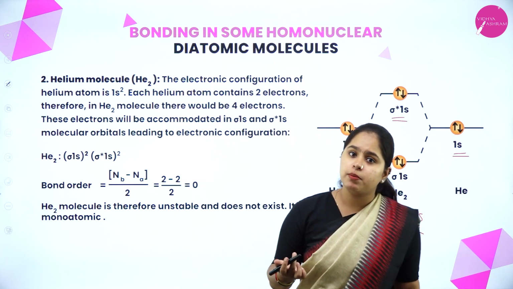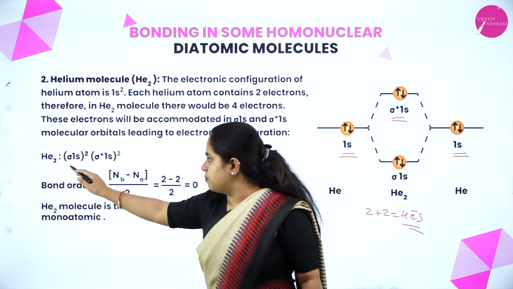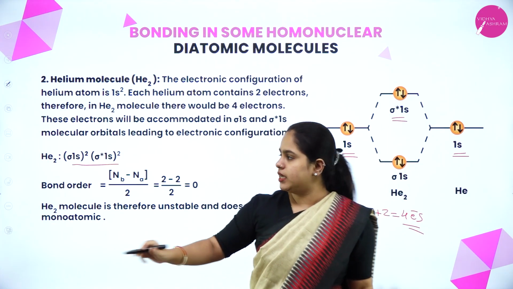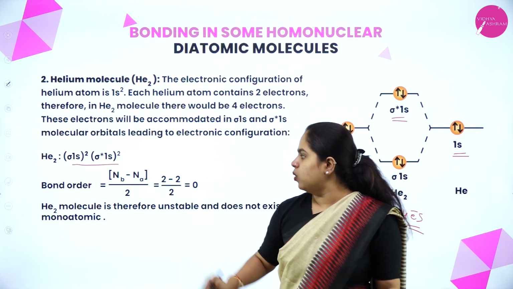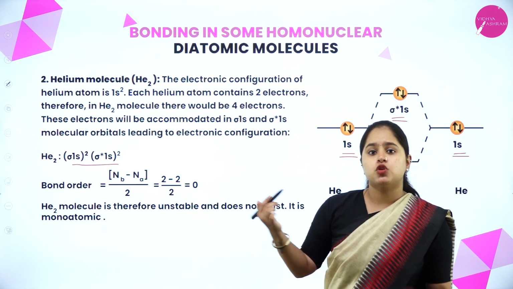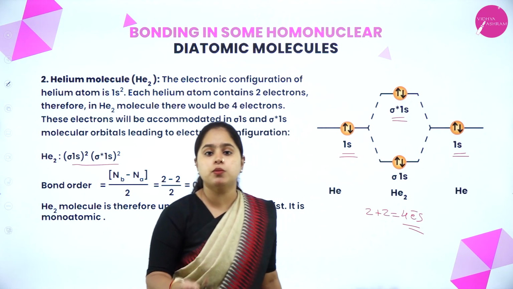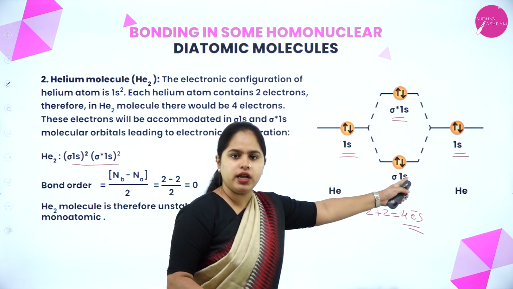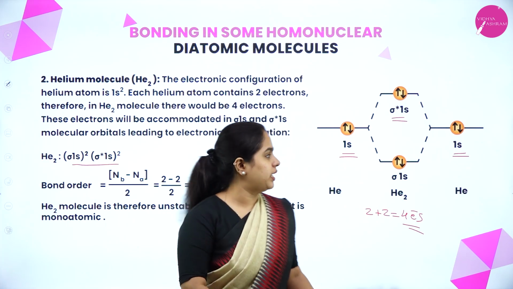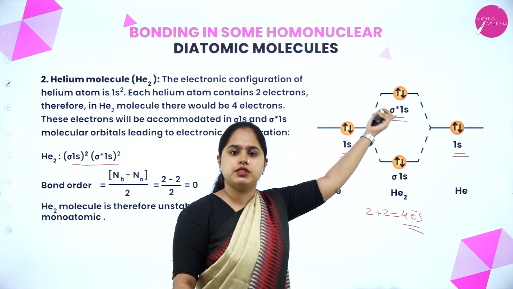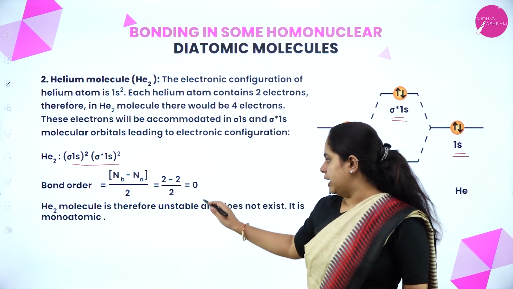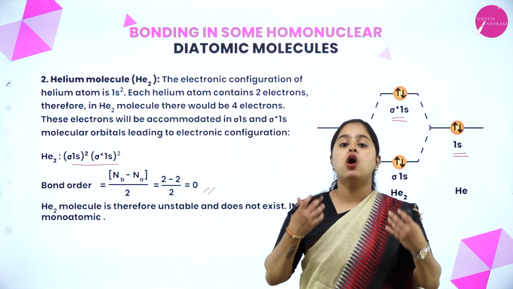So what will be the electronic configuration? It will be sigma 1s2, sigma star 1s2. In sigma 1s, 2 electrons, and in sigma star 1s, 2 electrons. This is how you can represent it. Now coming to the bond order, how do you calculate it? Same equation, half of Nb minus Na. How many bonding electrons are there? In the bonding molecular orbital, sigma 1s, 2 electrons are there. So half of 2 minus how many electrons in the anti-bonding molecular orbital? 2 again. So it is half of 2 minus 2. 2 minus 2 is 0, so 0 by 2 is again 0. So the bond order is 0.